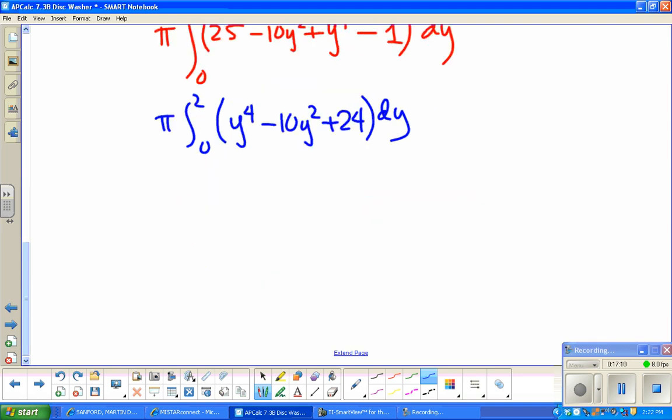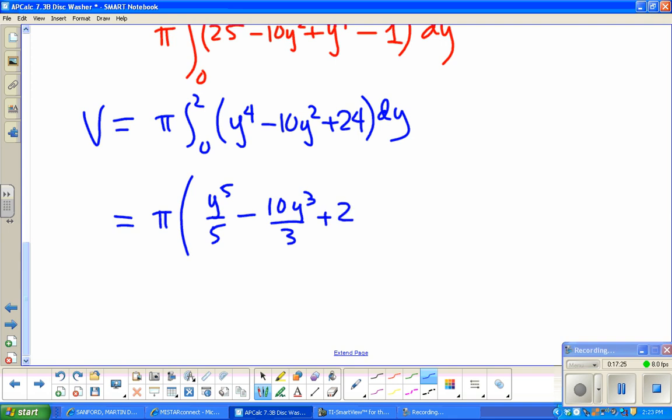All right, at last, antiderivative time. So this is still volume equals pi times y to the 5th over 5 minus 10 y to the 3rd over 3 plus 24 y. We're going to evaluate that from 0 to 2. Okay, and so this is now equal to, substituting the 2, this is 32 over 5.